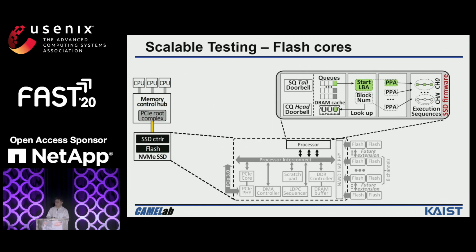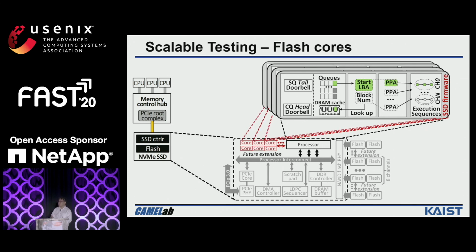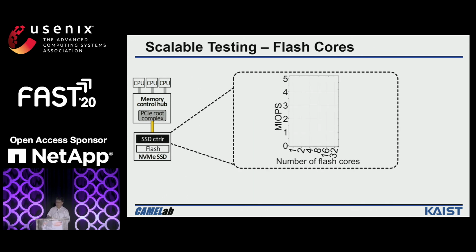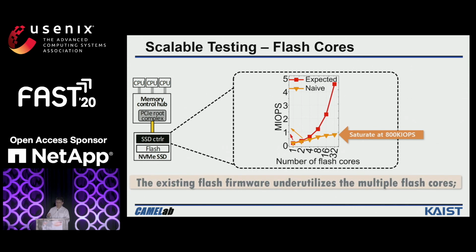To address these challenges, we can increase the number of cores in the SSD controllers, and we can also assign each core to execute an instance of the layered firmware. We also measure the performance of SSD controllers by varying the number of flash cores. We expected the performance of the SSD controller to scale with the number of flash cores. However, the actual performance saturated at only around 800 kilo IOPS. This means the existing SSD firmware actually underutilizes the multiple flash cores.